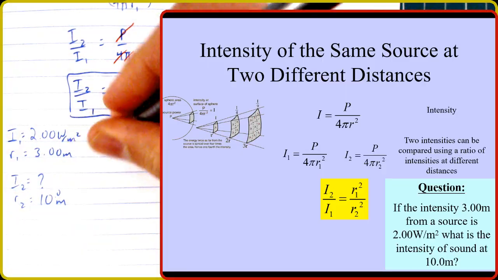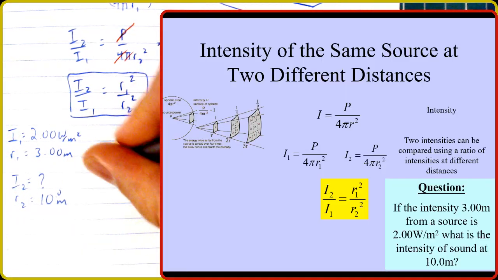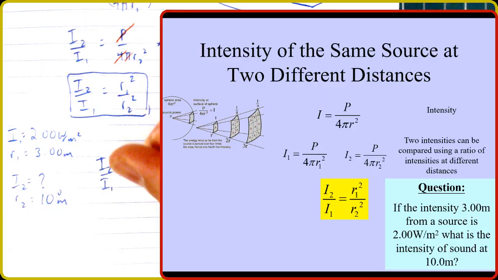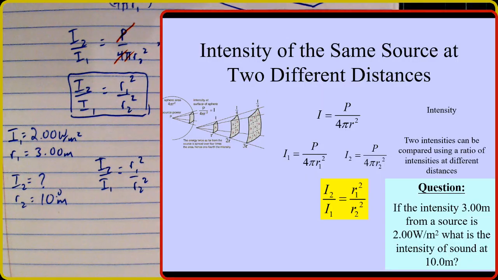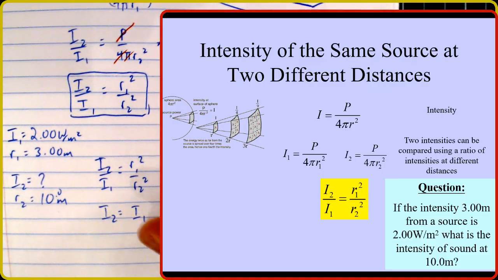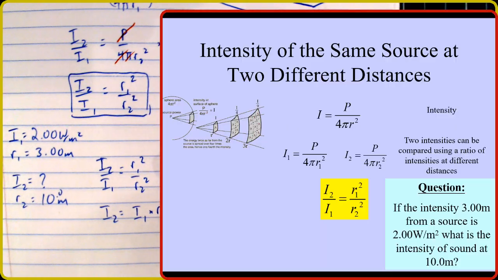We'll use our equation. We say, okay, so I'm looking for I2. I'm going to say I2 over I1 is equal to R1 squared over R2 squared. I'm going to cross multiply and bring that I1 up the other side. I say that I2 is equal to I1 times R1 squared over R2 squared.